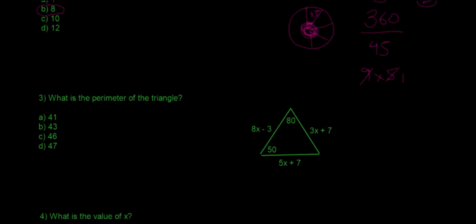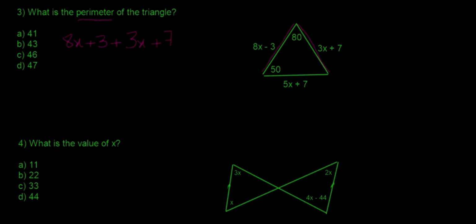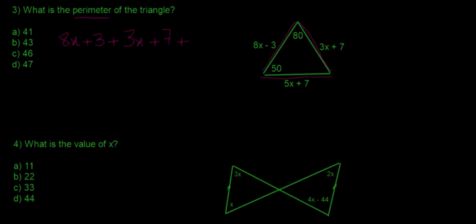Next question. What is the perimeter of the triangle? Perimeter of anything at all is you add up everything, the outline. You end up adding the outline. We've got the outline over here. We know that this side is 8x plus 3, plus, we know this side is 3x plus 7, plus, we know this side is 5x plus 7.